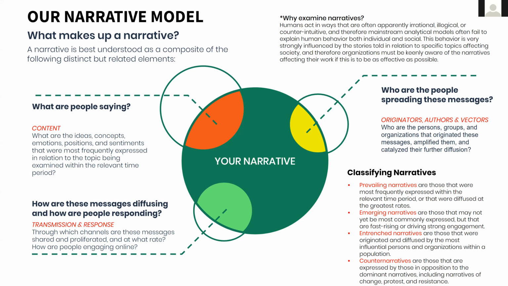And as you can see here, there are sort of three major components to our understanding of a narrative. Of course, kasama na dun yung content. So what are people saying? And that's where the topic modeling stuff comes in. But then we also want to be able to identify who are the people who are saying these things and in what way are their messages spreading. So that's where the stakeholder mapping comes in naman. And our primary tool for stakeholder mapping is network analysis.